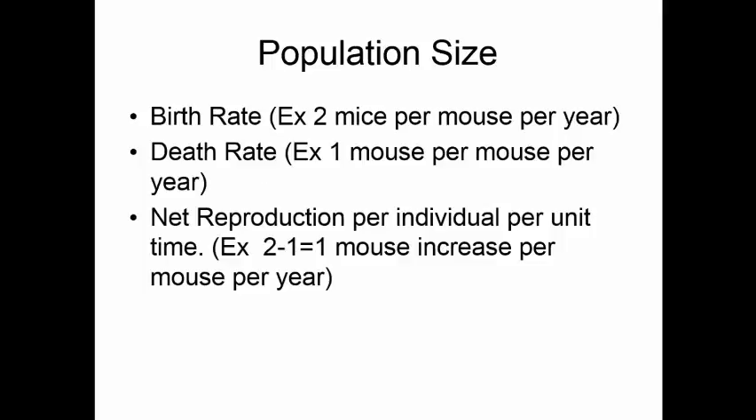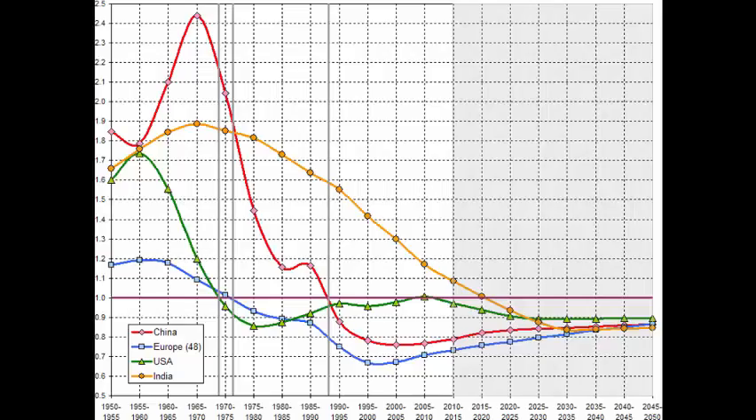When calculating the population size, you have to figure out the birth rate and the death rate to figure out your net reproduction per individual. Birth rate is how many babies you make per year. Death rate is how many organisms die per year. In combination, these produce the net reproduction per individual per unit. So you figure out how many of them live and how many of them die per year, and that helps you total how the population is growing, or if it's not.